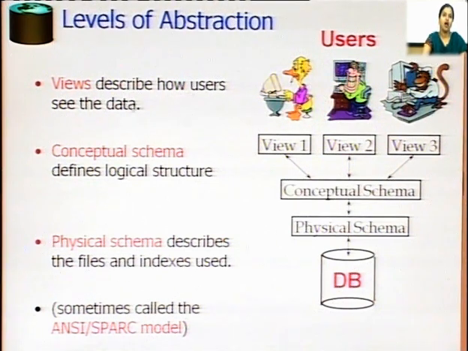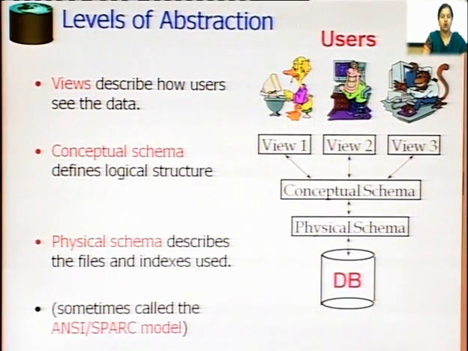So, views describe how users see the data, and the conceptual schema defines the logical structure of the table. This conceptual schema describes the logical structure of the table. Then comes the physical schema. This physical schema describes the files and indexes used. Indexes are used like the address of the data, the address where the data is actually stored in the table, the indexes used to locate the data.